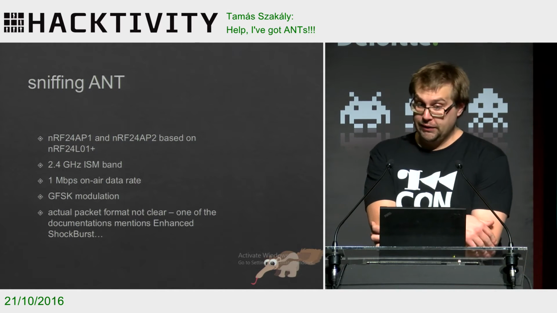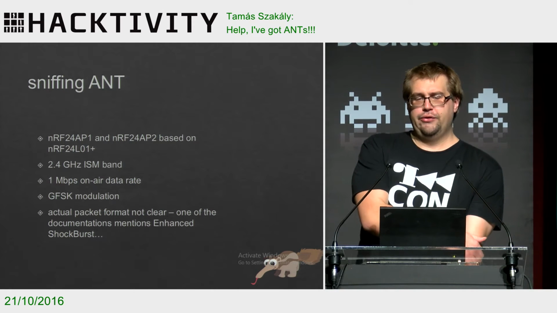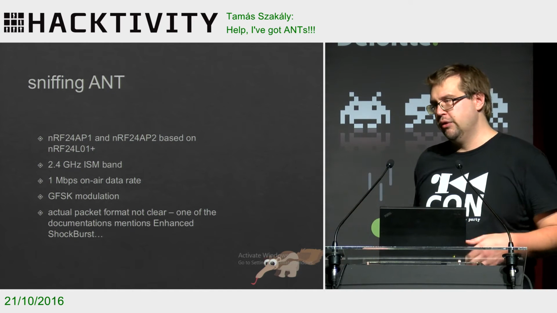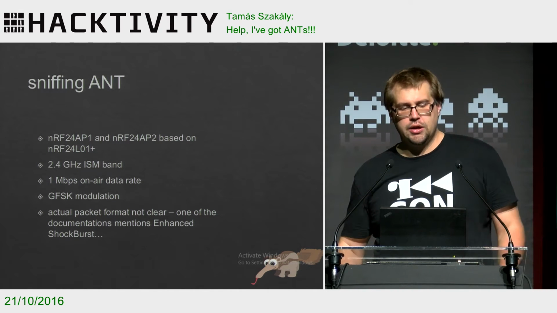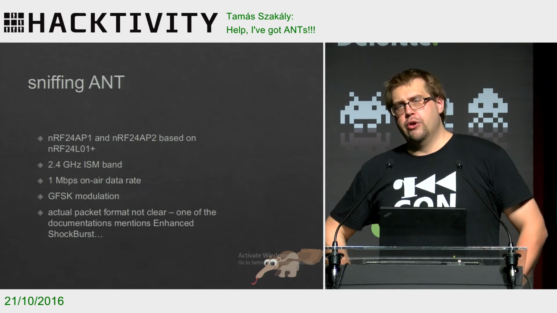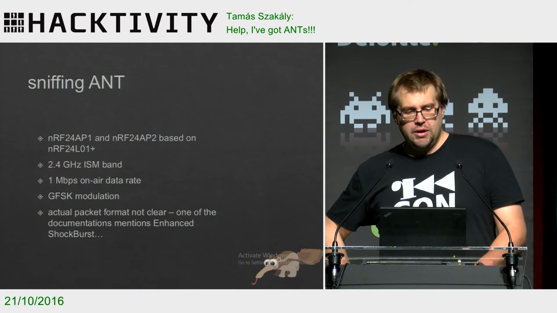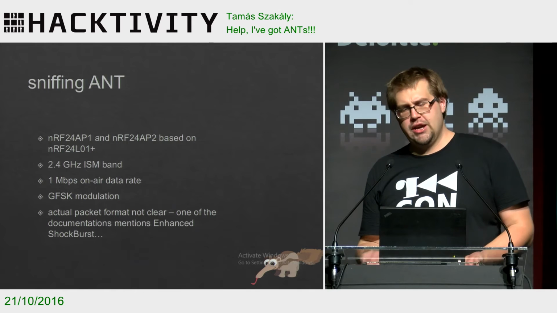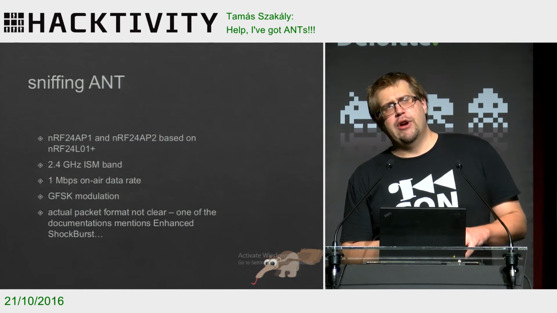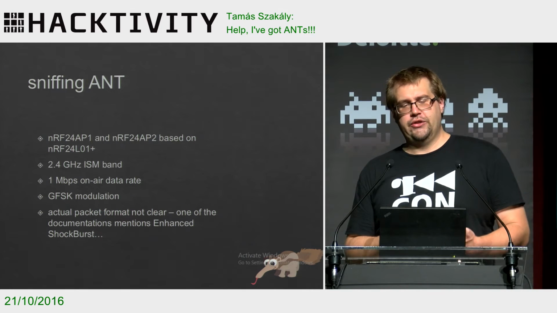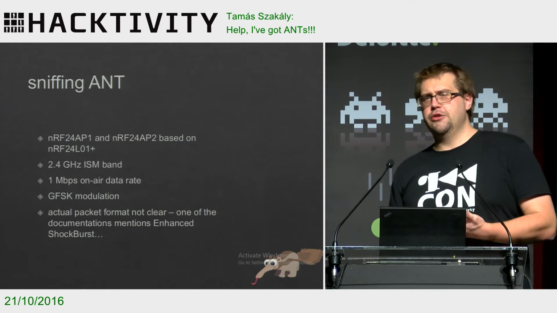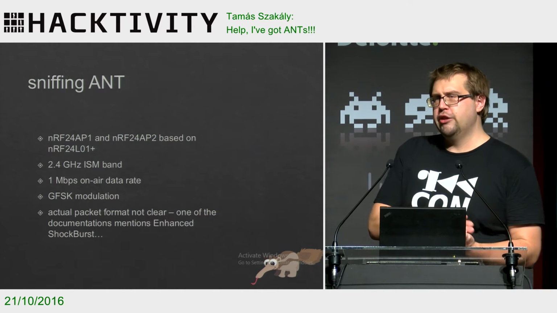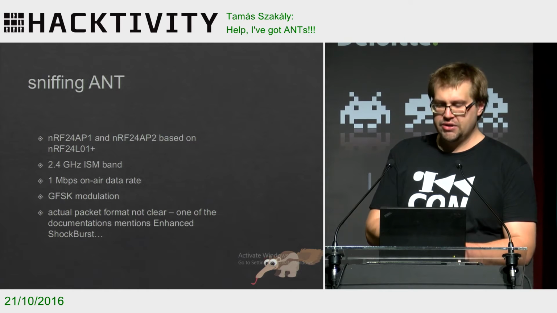How do we sniff ANT? The nRF24AP1 and AP2 chips that are built into the Vivofit and the Forerunner XT are based on the nRF24L01+ chips, and as I've said earlier, they use the 2.4 GHz ISM band. They have a 1 megabit per second on-air data rate. They use GFSK modulation. And according to one documentation, the actual packet format is Enhanced ShockBurst.